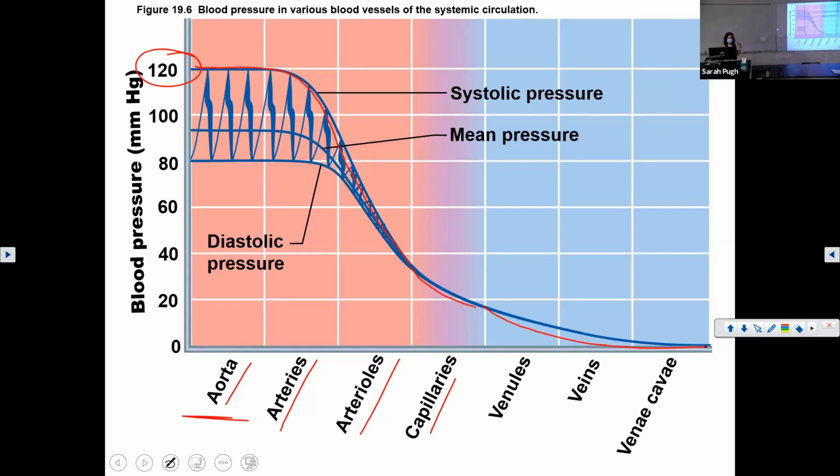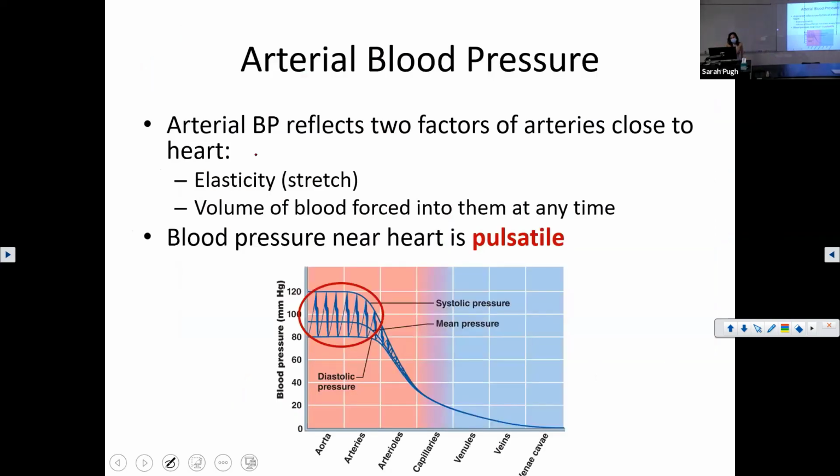Now, I also want to look at this picture and talk a little bit about when you're looking at the artery. So if we're looking here in red, I want you to notice what's happening to the pressure, right? It's 80, 120, 80, 120. It's going up and down and up and down. And so we say that the pressure is pulsatile during that time. So near the heart, near the aorta, blood pressure is pulsatile. It goes from 80 to 120. And this has to do with the contraction of the ventricle and the relaxation of the ventricle.